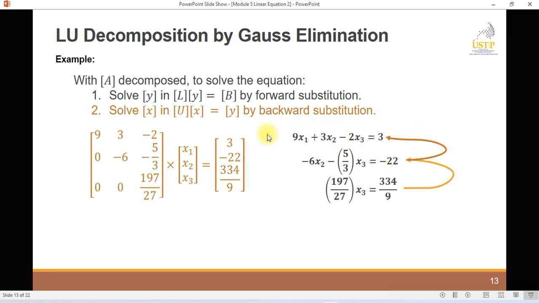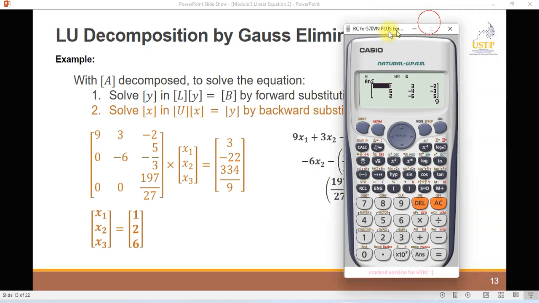So this top equation is from the top row. So we have 9x1 plus 3x2 minus 2x3, which is equal to the constant 3. So from that, you can now solve for x1. So what you will have is this value. So you have x1, x2, and x3. So you can use a calculator to solve for that.